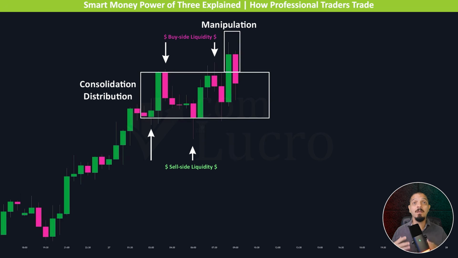In this example, we have a clear opportunity to open a short position at the close of this candle, expecting price to push lower. The stop loss is placed above the swing high and the target is set at 2 times the risk. As price expands lower, the power of 3 sequence completes with a strong continuation move to the downside.